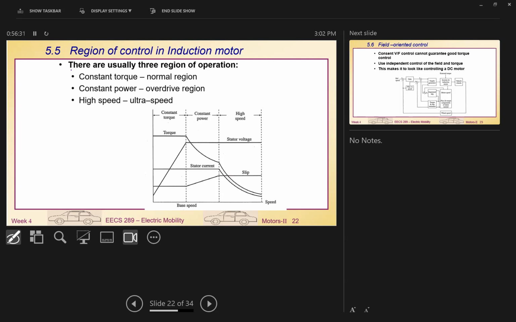Induction motor and also DC motor. However, with a PM motor, you cannot weaken the field. The field cannot be weakened. So that's why many PM motors cannot overdrive, because you cannot weaken the field. If you cannot weaken the field, you can't increase the speed further. So that's one of the disadvantages for some PM motors. We need to use another method to do that.